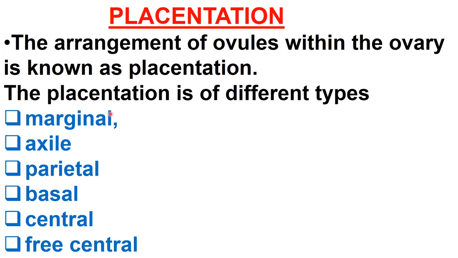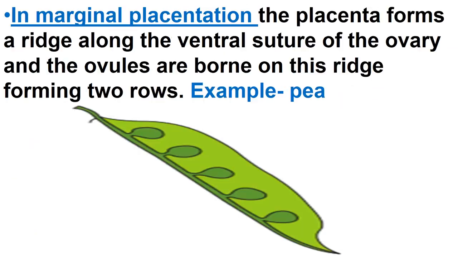Now, the arrangement of ovules inside the ovary is of different types, and these are the different types of placentation. First is marginal, then axial, parietal, basal, central and free central. Let's see what is marginal placentation.